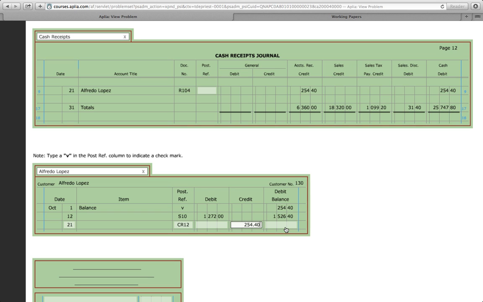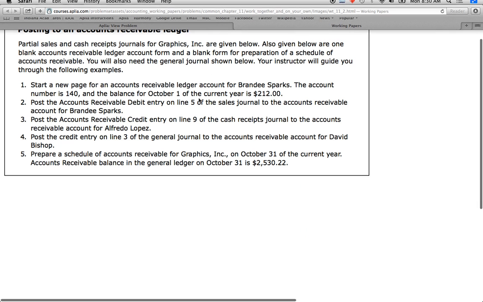Now he's got a debit balance and this is a credit entry. What do I need to do? Subtract. Now I don't even really need to subtract. Do you see what happened here? He paid off this old balance, which leaves just this balance. Right? You get that? And then I take that customer number 130 up here to the post reference column to record that that posting happened. All right, now back to the instructions.